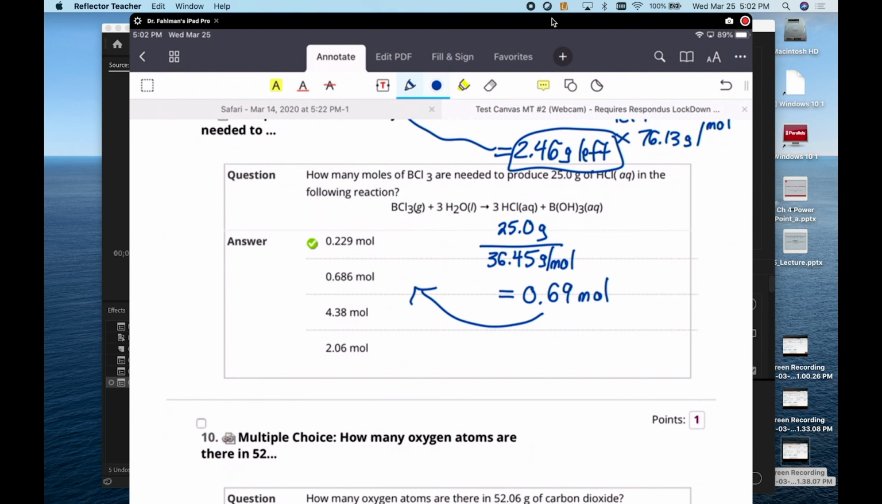And now it's a 1 to 3, or a 3 to 1 ratio, right? So you have to divide by 3. So divide by 3, that means 0.229 moles. And in this case, it's actually easy, right? You don't have to do that final step of converting it to grams.